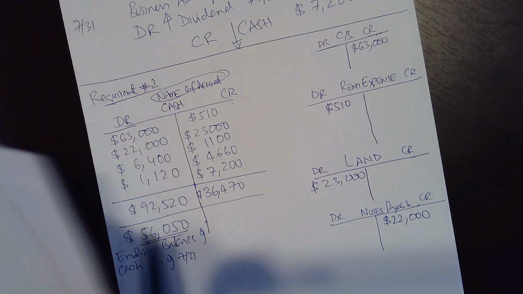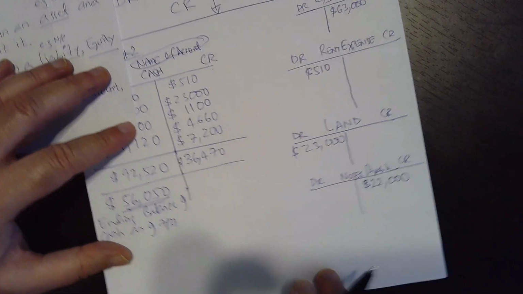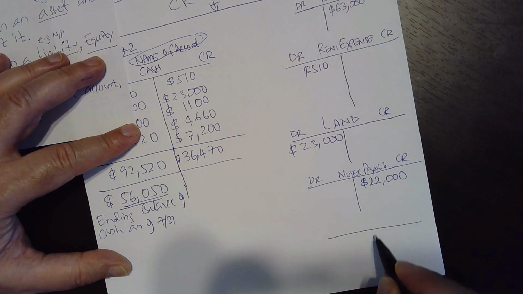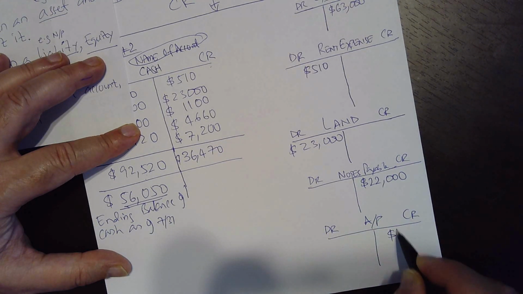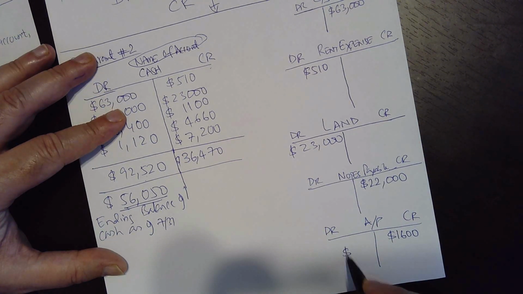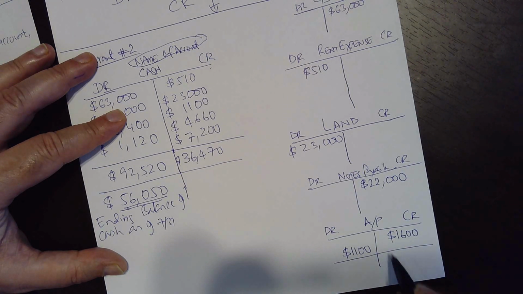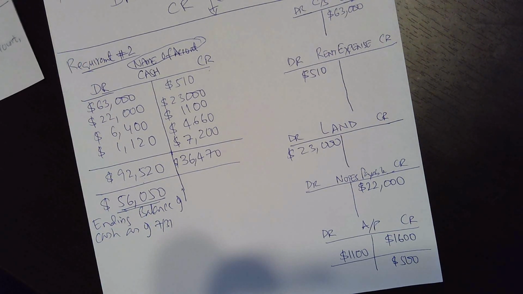All right, so next move to paid $1,100 on account. So what happened when we purchased supplies, we have an account called accounts payable. So our accounts payable was $1,600 when we purchased office supplies. Now we have paid $1,100. So that means we have a $500 balance that this business still owes to whoever sold them the office supplies. All right, so let's go to the next transaction.